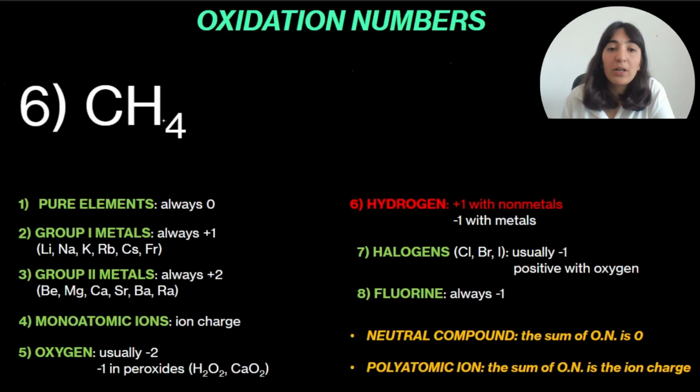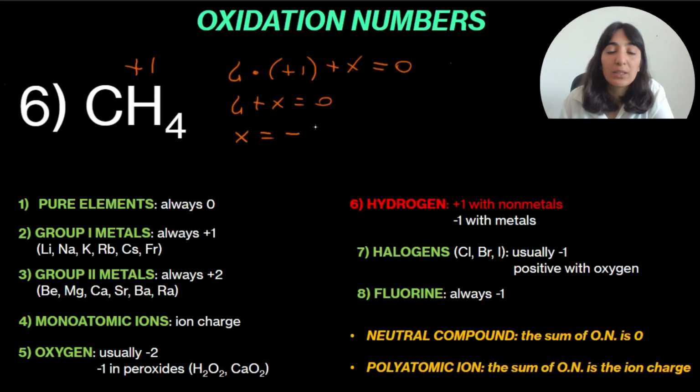Then CH4. We have that the oxidation number of hydrogen is +1 because carbon is a non-metal, and now we find the oxidation number of carbon. We write our equation: 4, which represents the number of hydrogen atoms we have, times +1, which is the oxidation number of hydrogen, plus x, which is the oxidation number of carbon, equals 0, because CH4 is a neutral compound. 4 times +1 is 4, plus x equals 0. We have that x equals -4, and this -4 is the oxidation number for carbon.